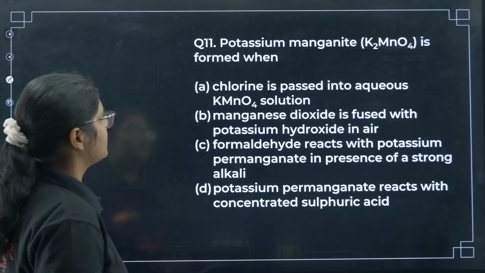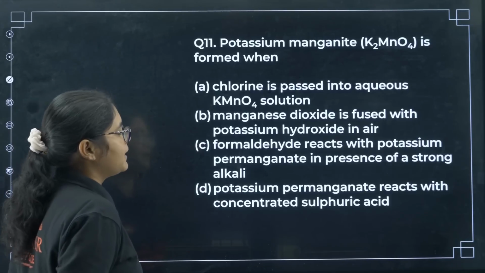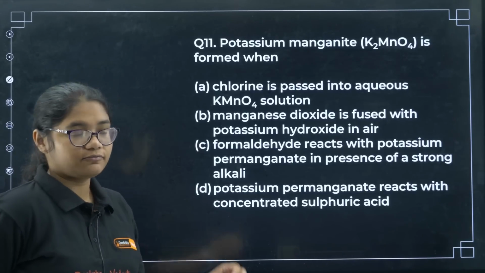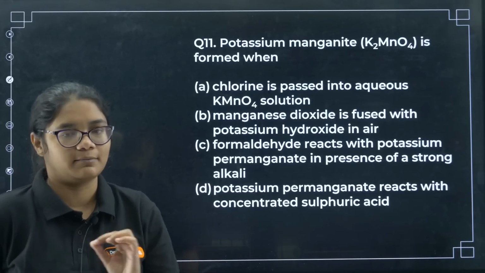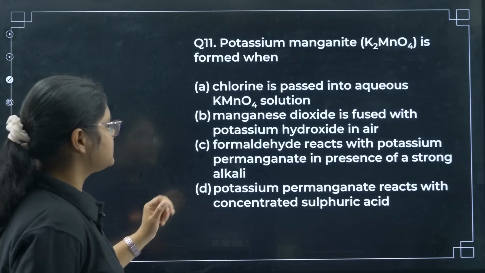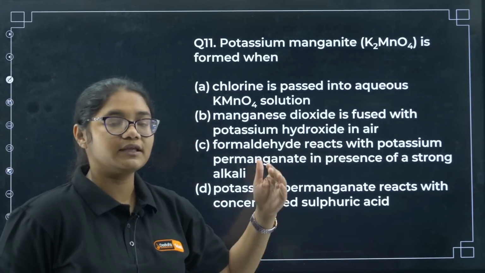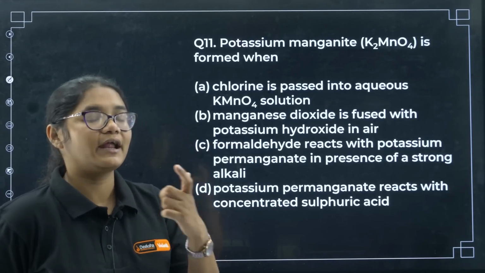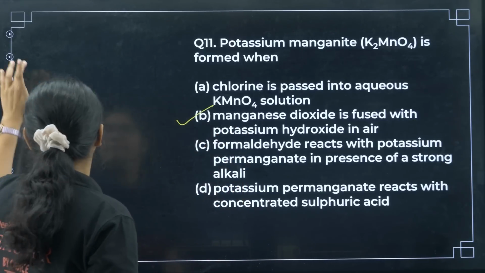Next, we have here potassium permanganate. So potassium manganate, okay, not permanganate. K2MnO4 is formed when? K2MnO4 is formed from MnO2 in the first step, and then K2MnO4 is converted to KMnO4. If you have learned the preparation process, then you will know this. That happens when manganese dioxide is fused with potassium hydroxide in air. First we get potassium manganate, okay, then after you do electrolysis, it gets converted to permanganate. So the correct answer here will be option number B.